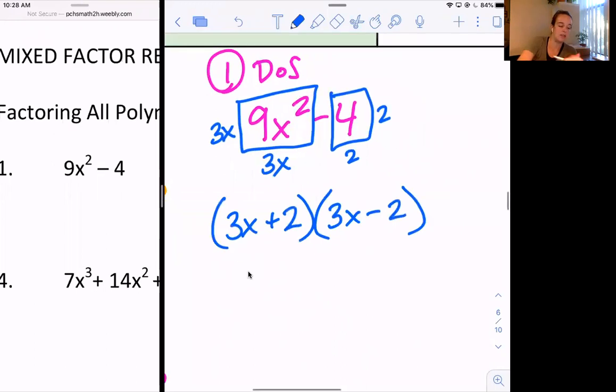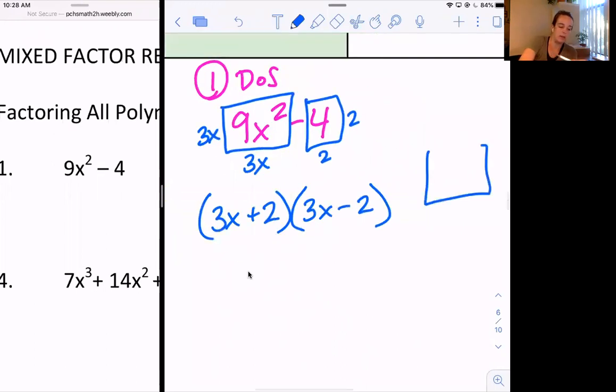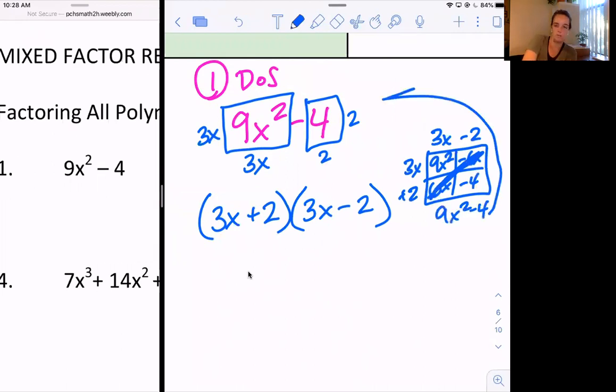If I'm scared that I don't know that that's going to be true, I can always multiply it back together. 3x minus 2, 3x plus 2 gives me 9x squared, negative 6x, positive 6x, and negative 4. These cancel and leave me with just 9x squared minus 4, which is what I started with. So we're good. We factored it correctly, and then we're just going to set them equal to 0.